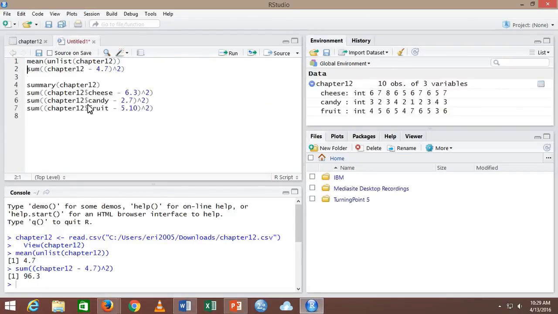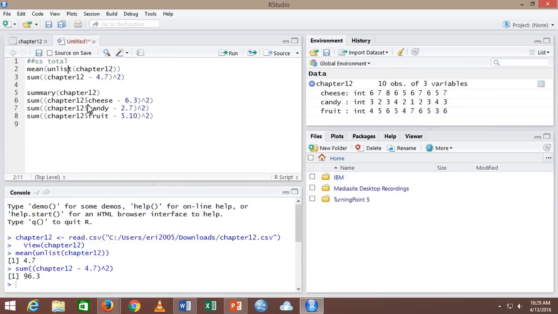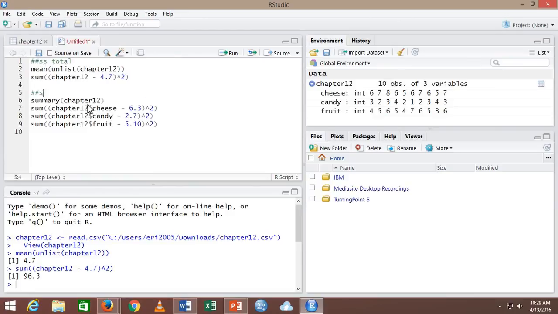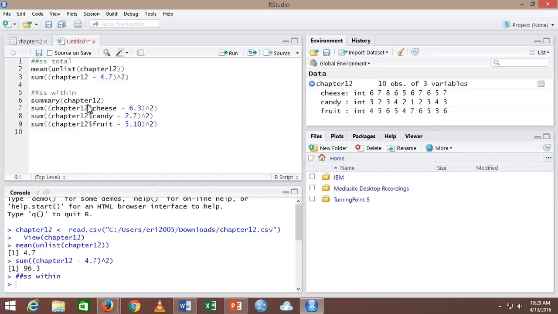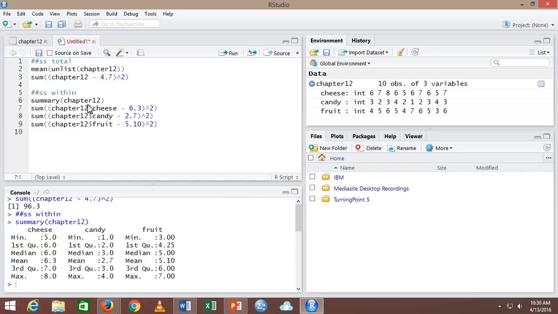What I did here, so this is sum of squares total. This is SS within. Everybody's favorite function, summary. The summary told me what the means were. I got 6.3 for cheese, 2.7 for candy, 5.10 for fruit. So cheese and fruit are kind of close together, candy's further on the end.